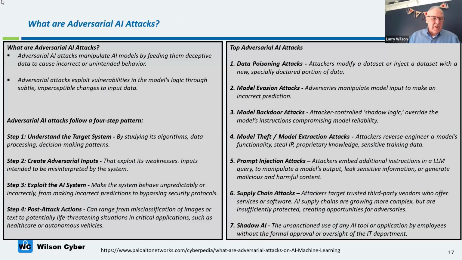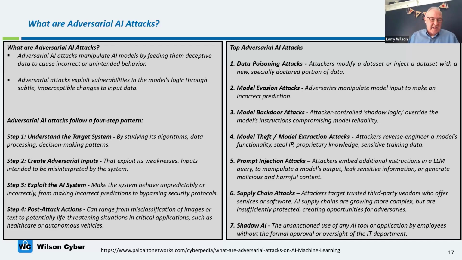So we start with adversarial AI attacks. They manipulate AI models by feeding them deceptive data, causing incorrect or unintended behavior. Same as attacks against systems today. They exploit vulnerabilities in the logic of the model through subtle, imperceptible changes to the input data. So here are the steps for an adversarial AI attack.